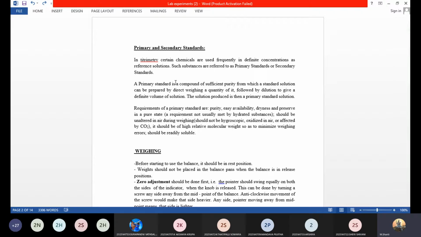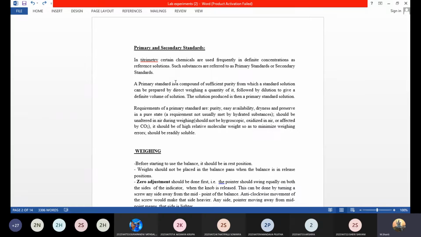In some cases, like if you are using a KMnO4 solution for this particular titration, KMnO4 crystals get oxidized when you just leave them. That means its concentration keeps on changing. Therefore, you cannot say that substance is a primary standard, but rather you call it a secondary standard substance. And remember, if I say a primary standard substance, its concentration is known to you.